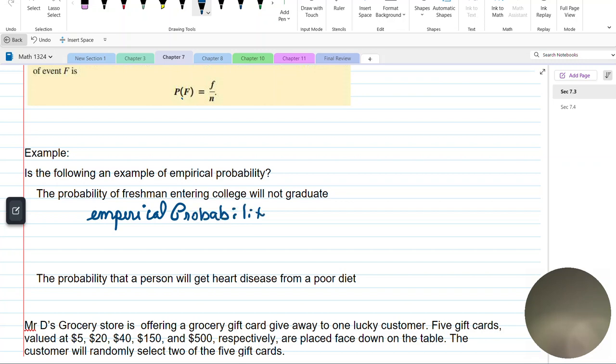All right. The probability that a person will get a heart disease from a poor diet. That is not empirical. Oh, yeah, it is. It is. Yes, because it's a heart disease. Yeah, it is empirical.